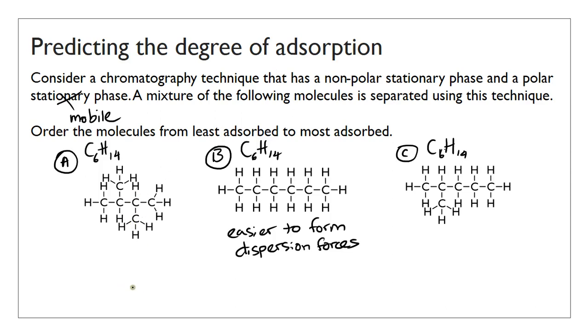So I would actually start with A being the least adsorbed. It's going to be followed by C, which contains one branch. So A, C, and then B is going to be the most adsorbed because of the lack of branching, allowing it to form stronger dispersion forces with the stationary phase. So stacking does play a role in predicting the degree of adsorption, very similar to the effect that stacking has on melting temperature and boiling temperature.